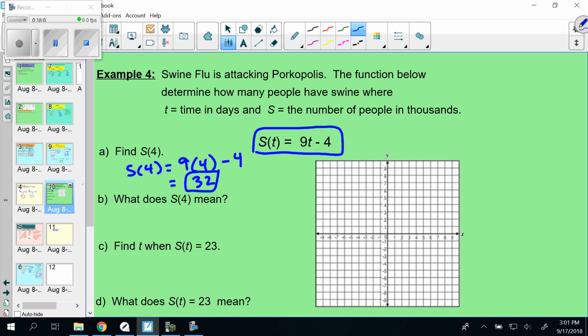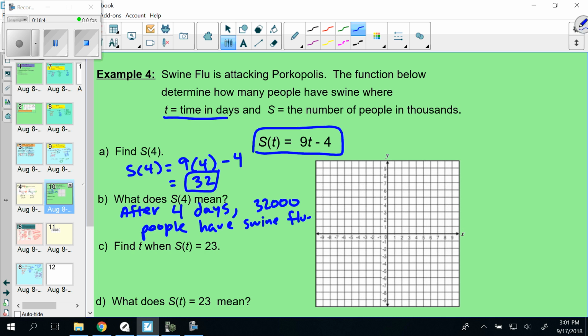Okay, what does s of 4 mean? Remember, s is the number of people in thousands that have this flu, and 4, our input, is time in days. So what that's telling us is after 4 days, because that's our input, we get 32, but that's in thousands. So after 4 days, 32,000 people have swine flu. Okay, so that is what that is saying.